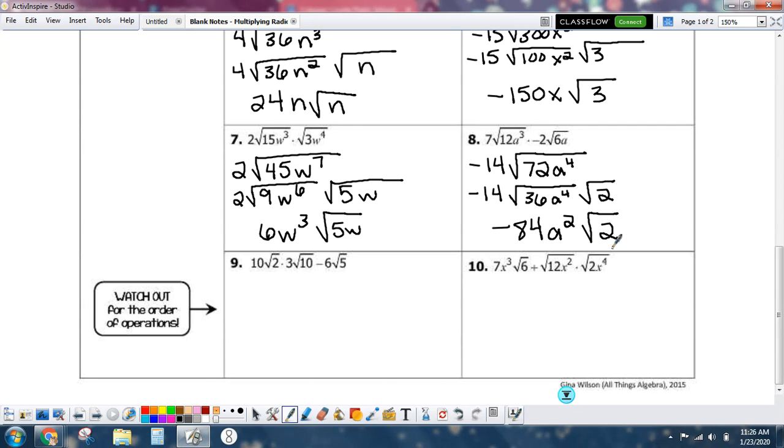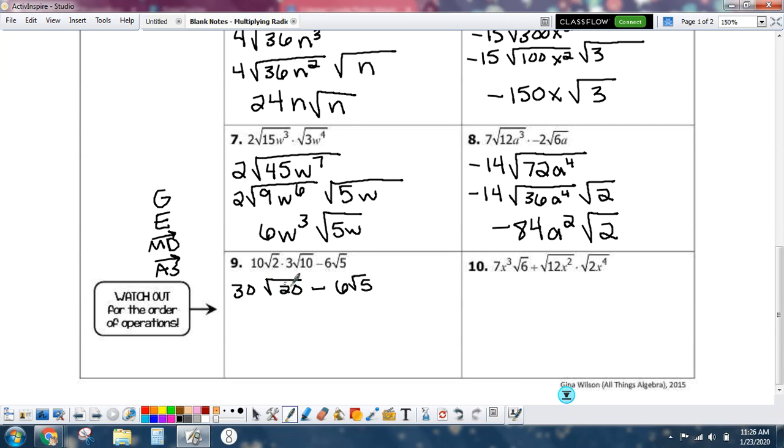So now on number 9, you need to make sure you're watching the order of operations. Remember, your order of operations are your grouping, then exponents, multiplication, division from left to right, and addition, subtraction from left to right. So I'm going to start with my multiplication here. I'm going to do 10 times 3 to get 30, 2 times 10 to get 20, and then minus my 6 square roots of 5.